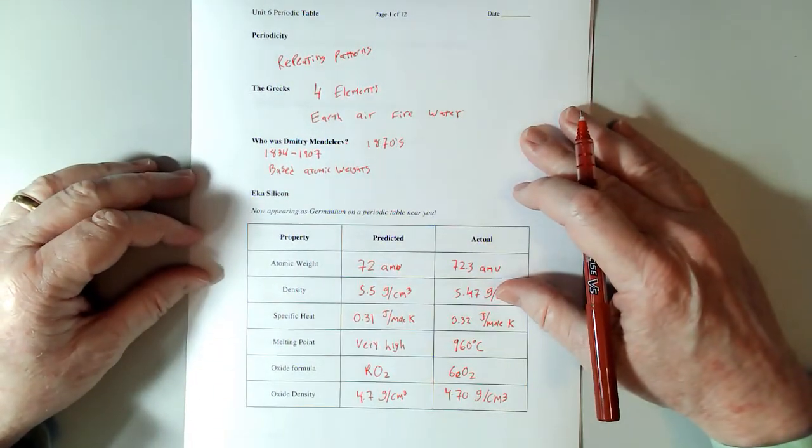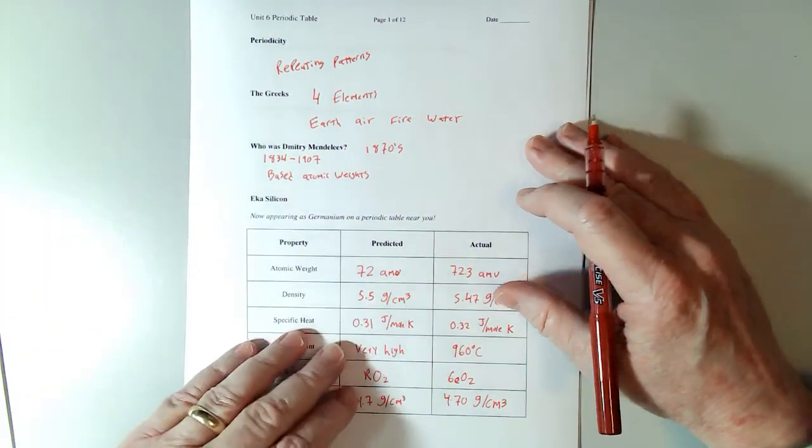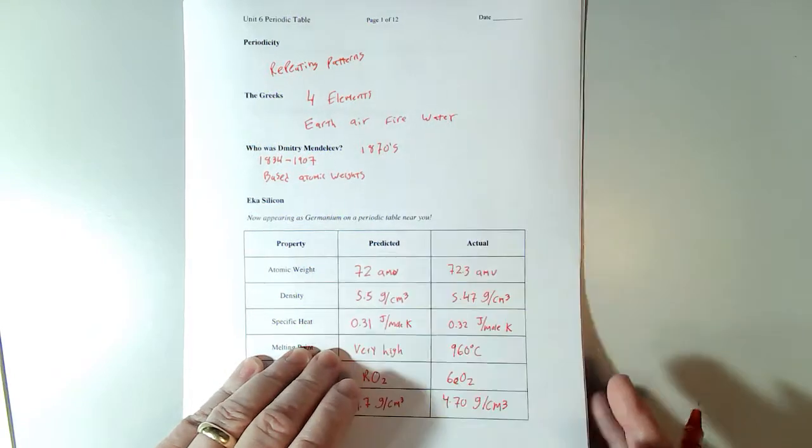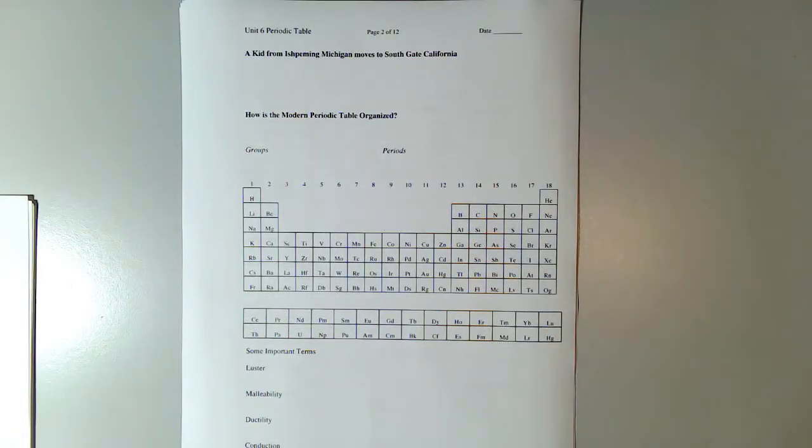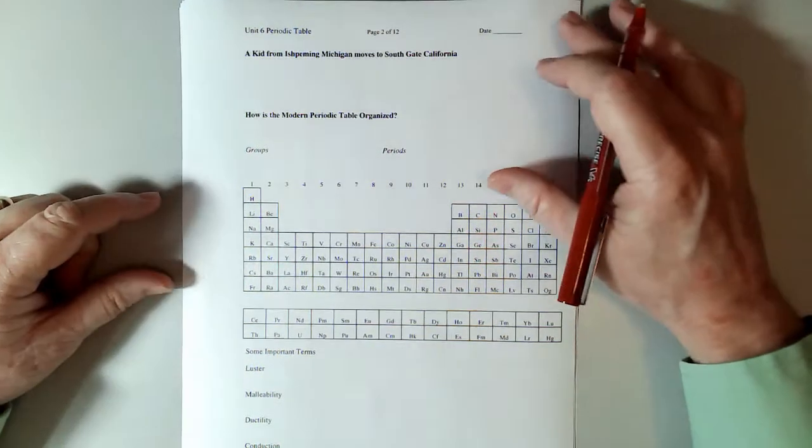Let's accept that. All right? So his ideas of periodicity were really good ideas. Okay, so now the table that's in front of you came into existence, so to speak, in 1947 officially.